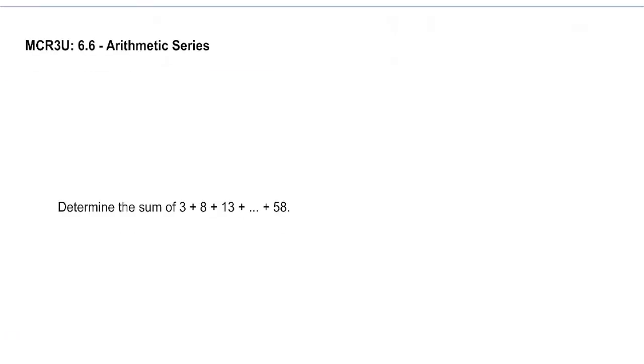In the next example, we want to determine the sum of this arithmetic sequence. Sorry, the arithmetic series. What we can detect from this question is, first of all, we know that the first term is 3. It's going up by 5. So again, we can list off the sequence itself. It's 3, 8, 13, dot, dot, dot, 58. So here, the common difference is 5.